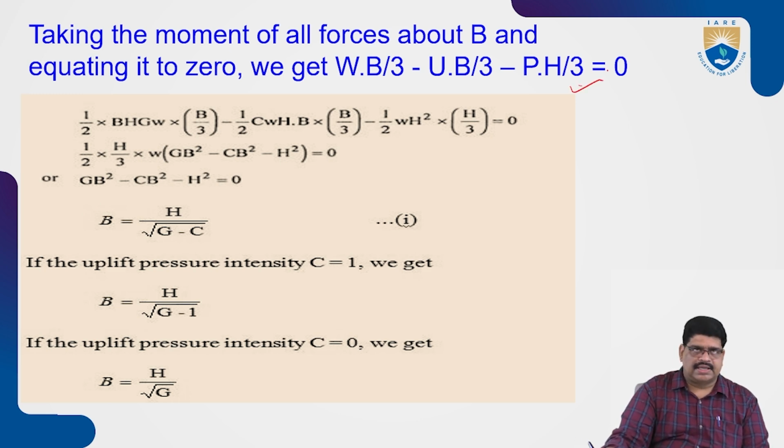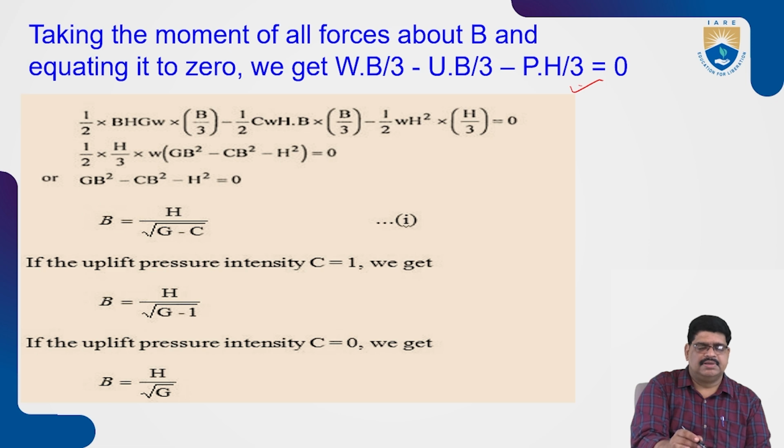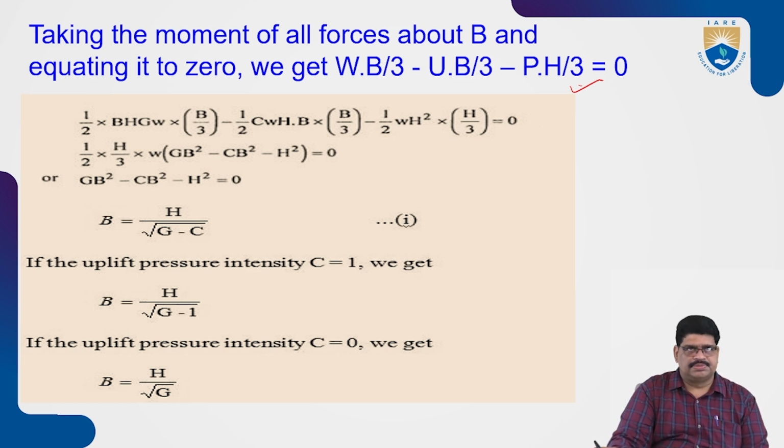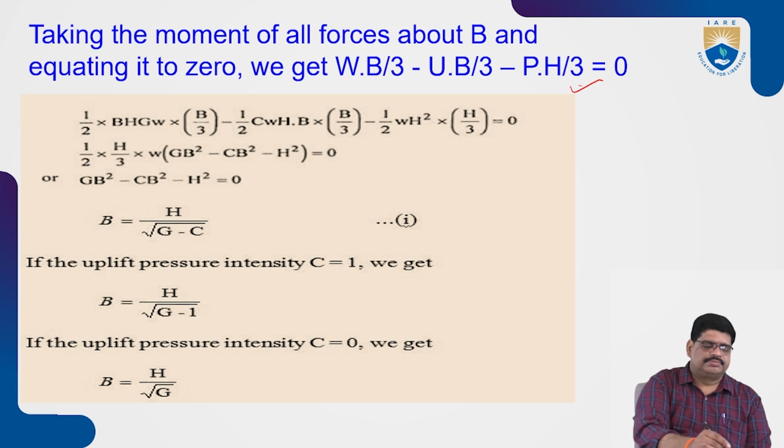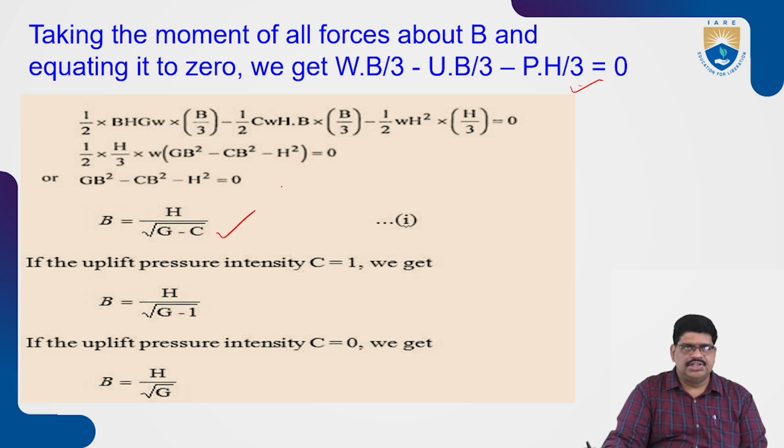So by calculation, B into HW into 1 by 2 CWH into B by 3 into 1 by 2 BW square into H by 3 is equal to 0. 1 by 2 into H by 3 W into GB square CB square minus H square is equal to 0. GB square CB square is H square is equal to 0. B is equal to H by under root G into C.